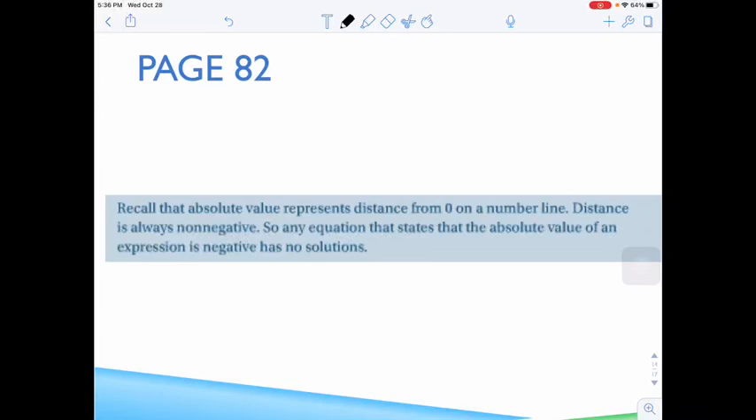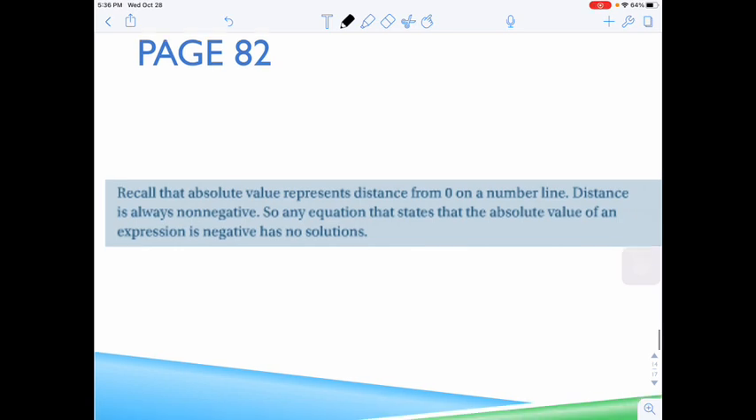Section 1.9, example 3 on page 82. Recall that absolute value represents the distance from 0 on a number line. Distance is always non-negative, so an equation that states the absolute value of an expression is negative has no solutions. You cannot get a negative value out of an absolute value.